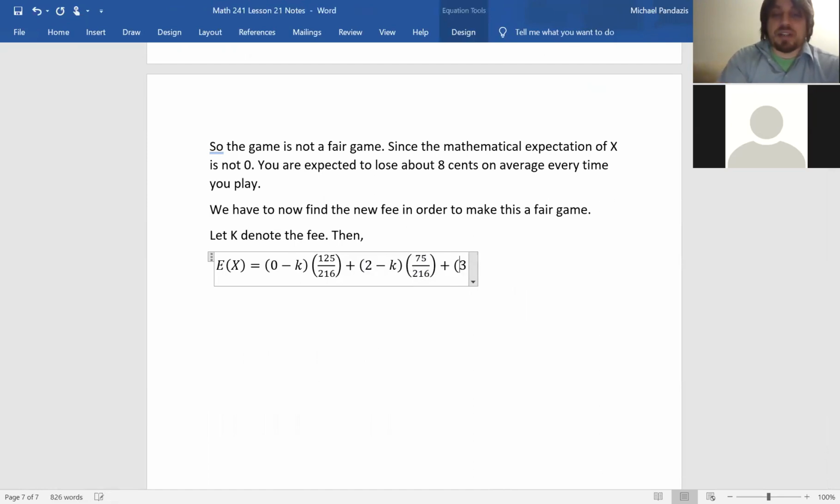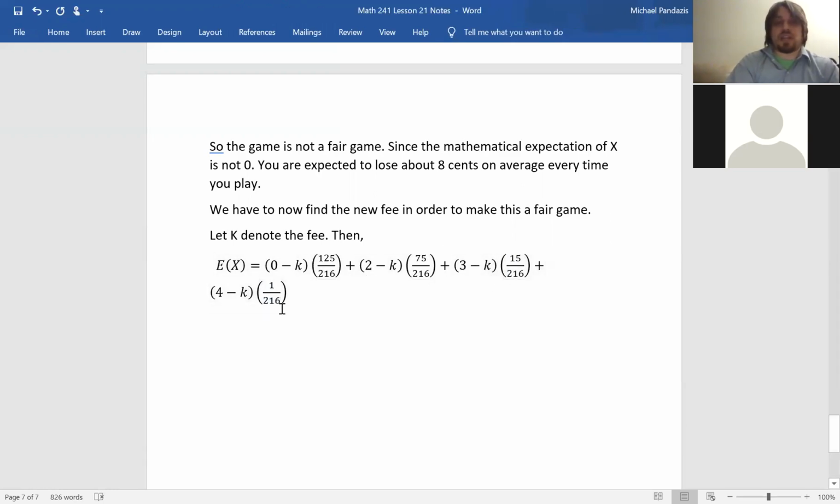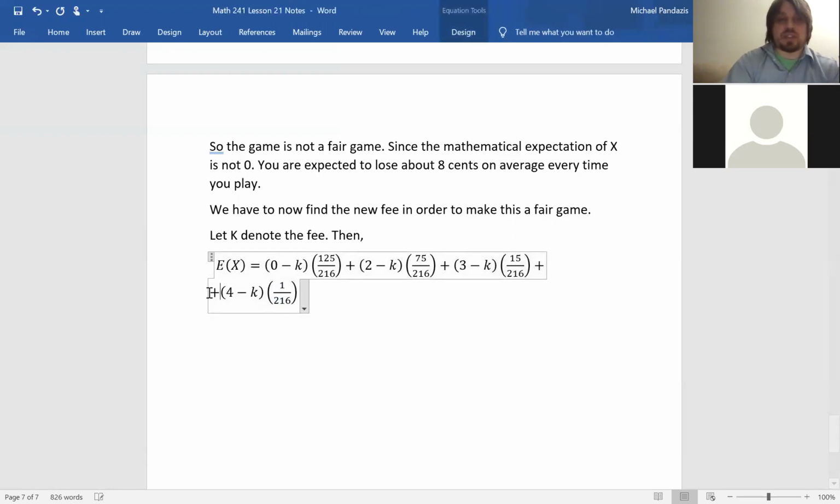Plus, if your number appears twice, you make $3 and you paid a fee of K dollars. And so then times the probability of your number appearing twice, which is 15 divided by 216. Then plus, if your number appears three times, you make $4 and you pay the fee of K dollars. So your net gain is 4 minus K times the probability of your number appearing three times, which is 1 over 216. Okay. And so now we have that plus in the sum.